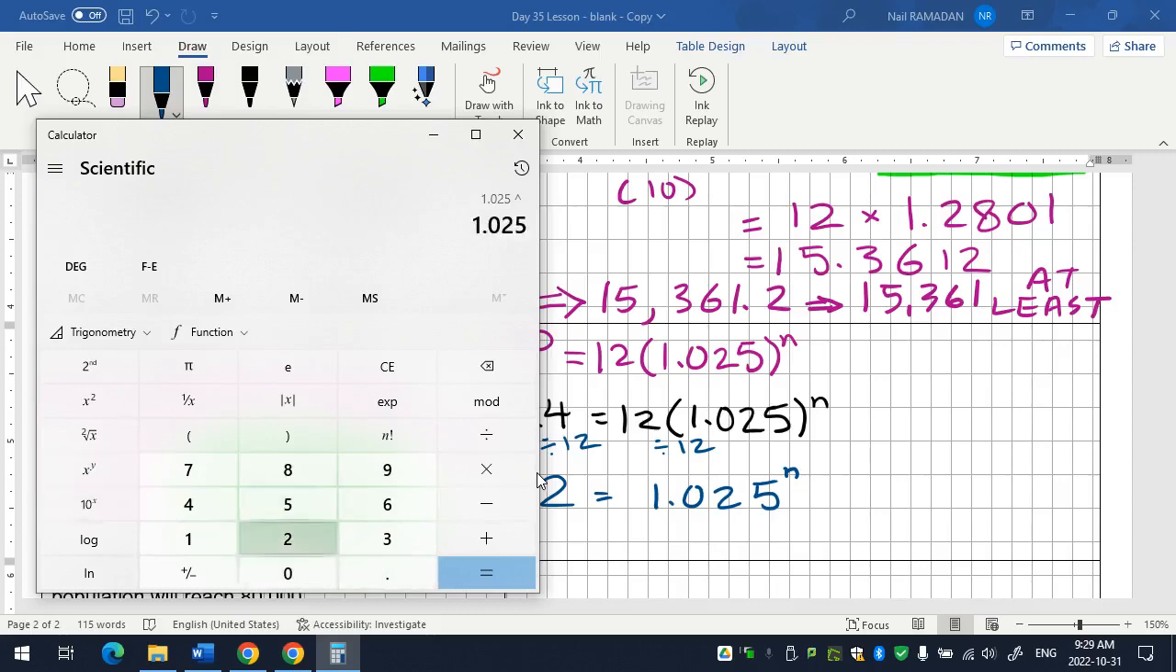1.025 to the power of what? 28. Is it very close to 2? But is it more or less? We always know to go slightly more. So 28 was less. So what's a better candidate? Okay, so here's my question. Is 29 a good answer? Can I make it 28.5?